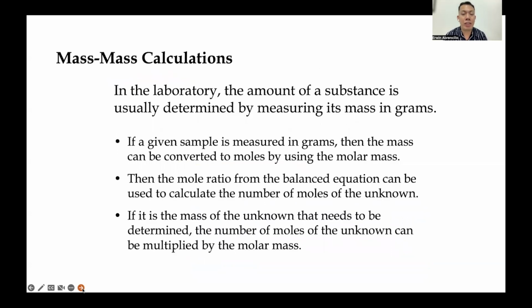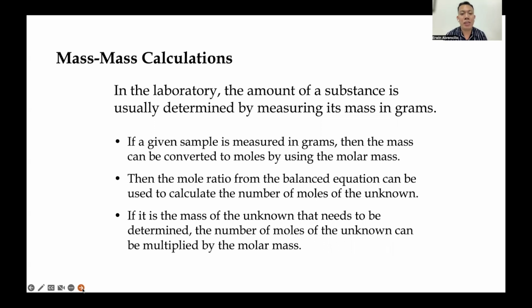Let us now proceed to the mass-to-mass calculation. In the laboratory, the amount of a substance is usually determined by measuring its mass in grams. It is easier to measure since there are a lot of tools that we can use to measure the mass of a certain sample. If a given sample is measured in grams, then the mass can be converted to mole by using the molar mass. I have explained to you in the previous slides how to get the molar mass of an element or of a compound.